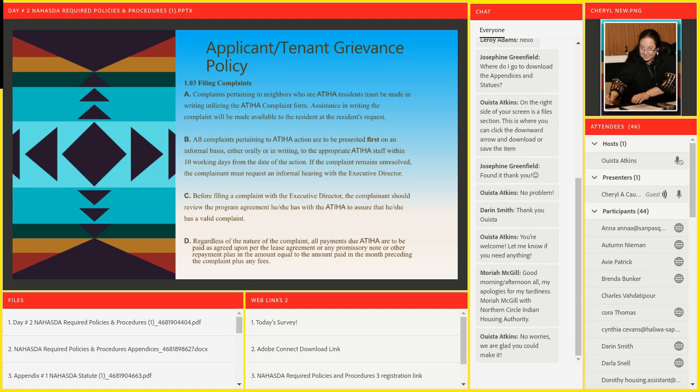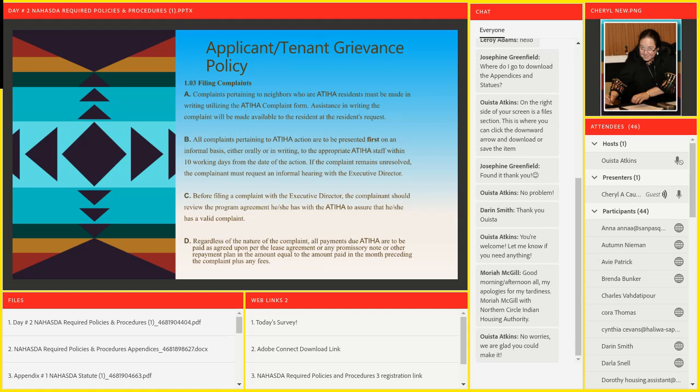So your residents, complaints pertaining to neighbors who are also residents must be in writing utilizing your complaint form. Assistance in writing the complaint will be made available to the resident at the resident's request. All complaints pertaining to any action of your housing entity are to be presented first on an informal basis, either orally or in writing, to the appropriate staff within 10 working days from the date of the action. If the complaint remains unresolved, the complainant must request an informal hearing with your executive director.